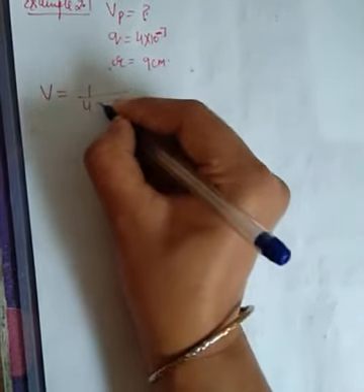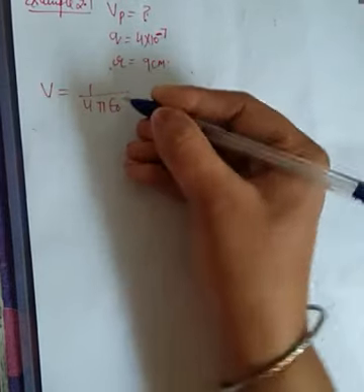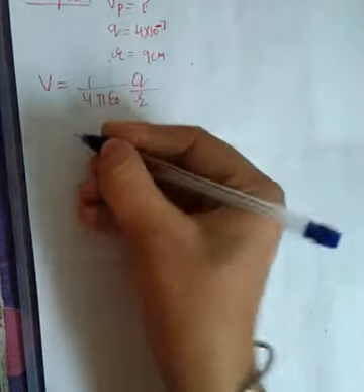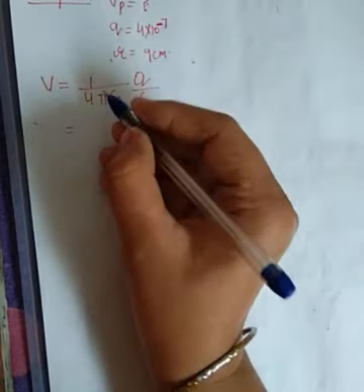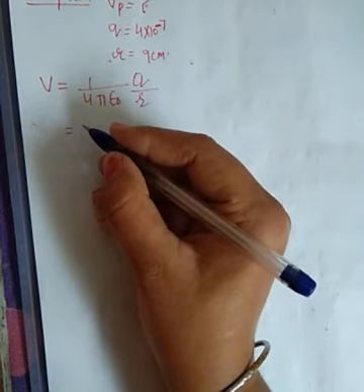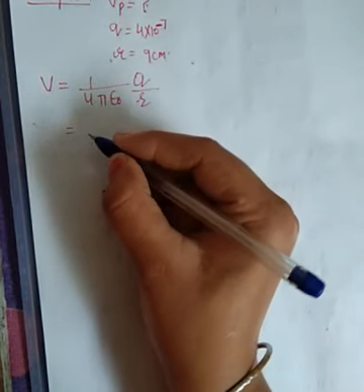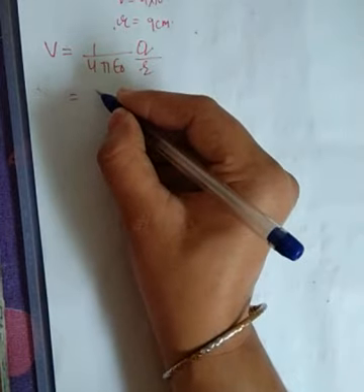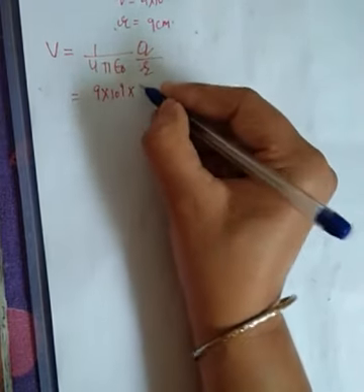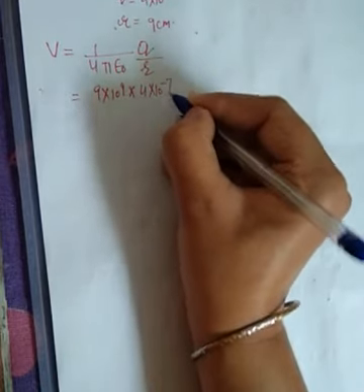That is 1 upon 4 pi epsilon naught, source charge Q, and separation. You have to learn this value. We have done 2 chapters already, that is electric charges as well as electric fields. According to the NCERT curriculum, 1 chapter is complete. 9 into 10 raised to power 9. What is charge? 4 into 10 raised to power minus 7.